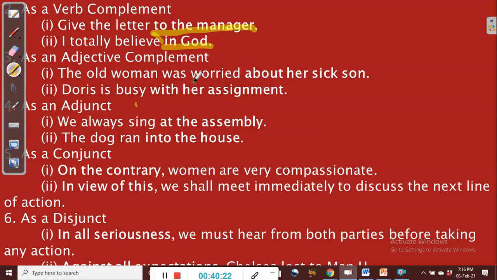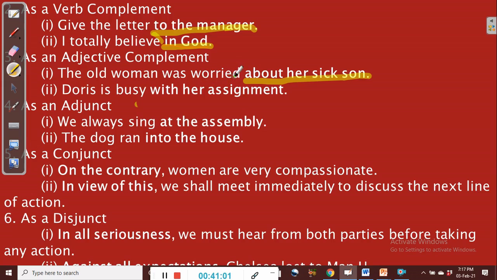Again, we can see that a prepositional phrase can also function as an adjective complement. For example, the old woman was worried about her sick son. So, about her sick son is a prepositional phrase. And how do we know it's an adjective complement? The word worried is a past participle functioning as an adjective here. So let's use the border principle and put a full stop here.